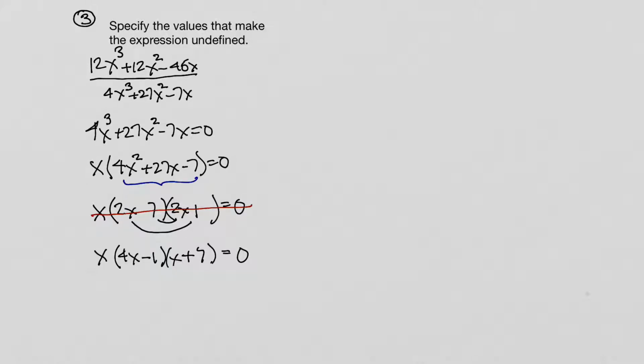And now we can read off what's going to give us 0 here. So from that x, we'll get a 0. From the 4x minus 1, we'll get positive 1 over 4. Right? Change the sign of the constant, divide by the coefficient. And from this factor here, we'll get negative 7. I'll separate them by commas, and we'll claim those are the three values that are going to make the original expression up here undefined.